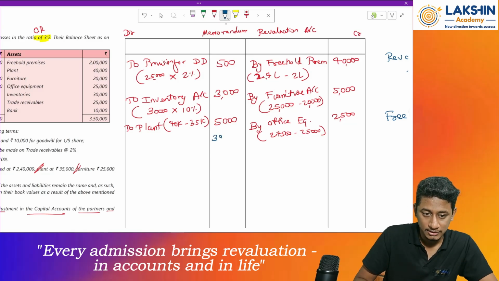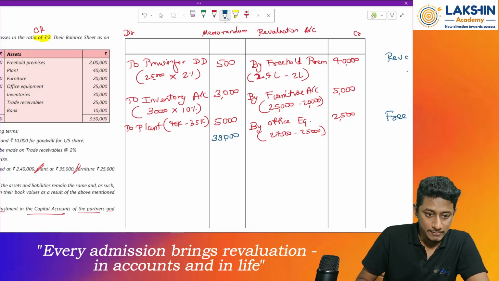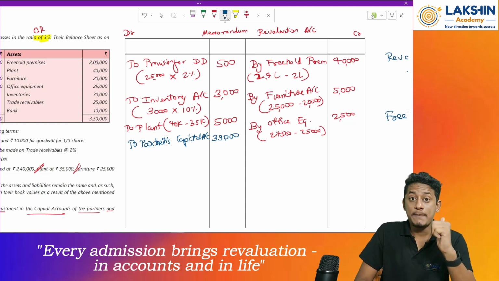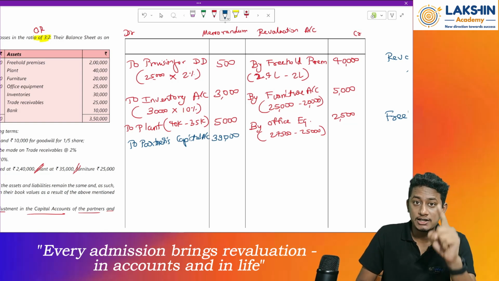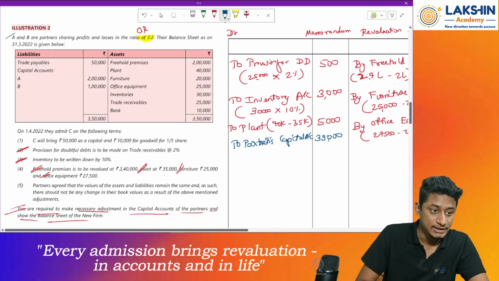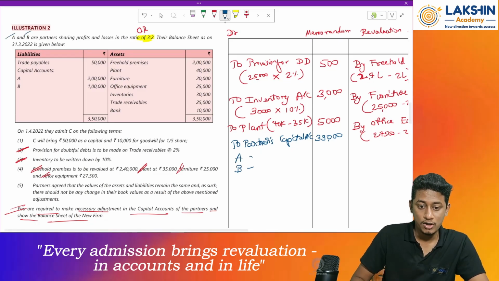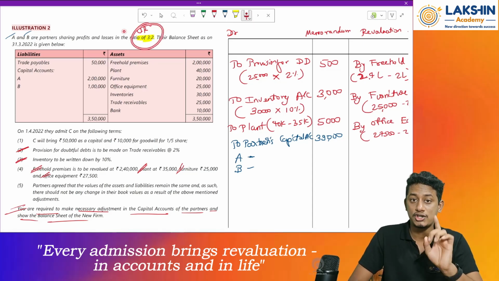Rupees 39,000. Now what the entry will be? To partners capital account. Yes. Which partners capital account? Only old partners capital account. So who are the old partners? Mr. A, Mr. B. So A, B. In what ratio should I divide it? In the old ratio. Only I can divide it.